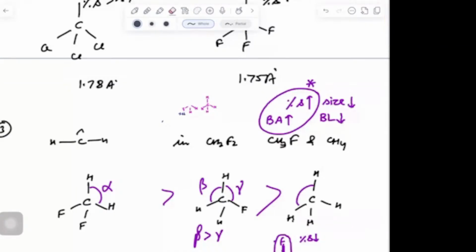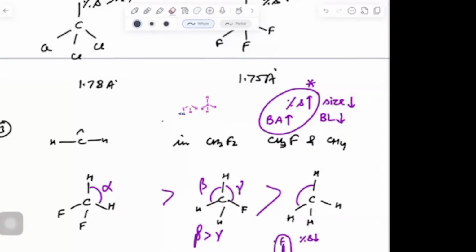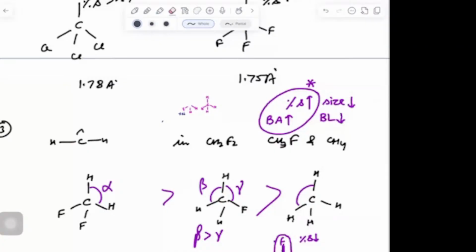In CH2F2, the bond angle between the two hydrogens will be maximum, but between the two fluorines it will be less. Why? Because of the sp3 hybridization. What is the Bent rule statement regarding fluorine and hydrogen? The angle decreases because of the fluorine and hydrogen.